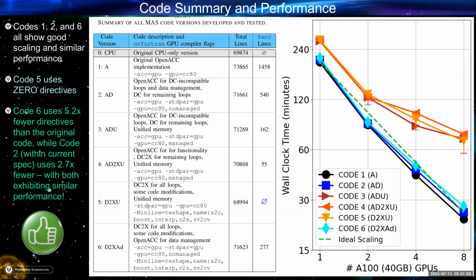So code 6 has 5 times fewer directives than the original code. And code 2, which is the spec compliant version, has about 3 times fewer directives with similar performance. So that's great. We can reduce the directives a lot and still get our performance. But now let's talk about those orange lines.